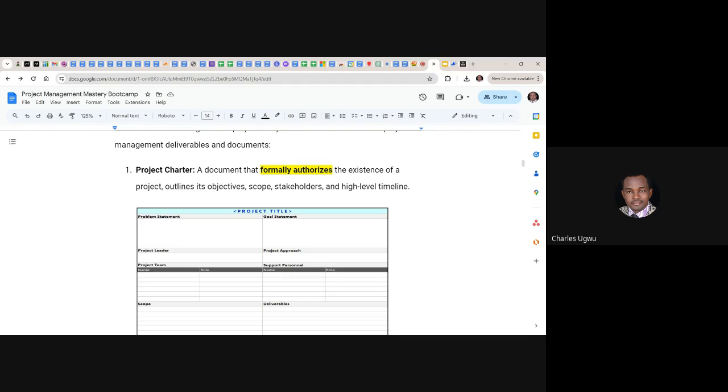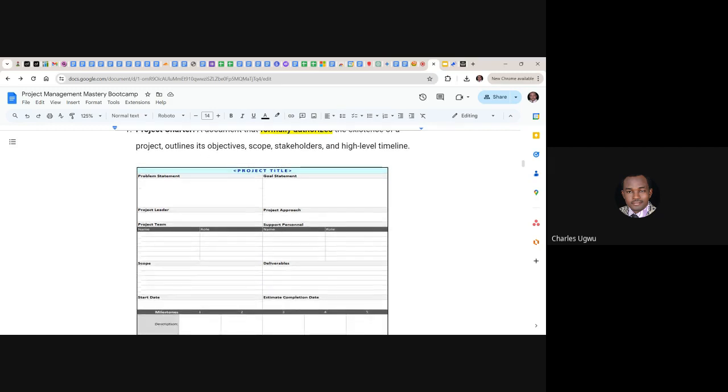You wouldn't even know when you go out of your scope, because you're trying to please them. But when there is a situation, all you need to do is draw their attention to the project charter. So what is this project charter? It's a document that formally authorizes the existence of a project. It outlines the project objectives, project scope, stakeholders, and high-level timeline of the project.